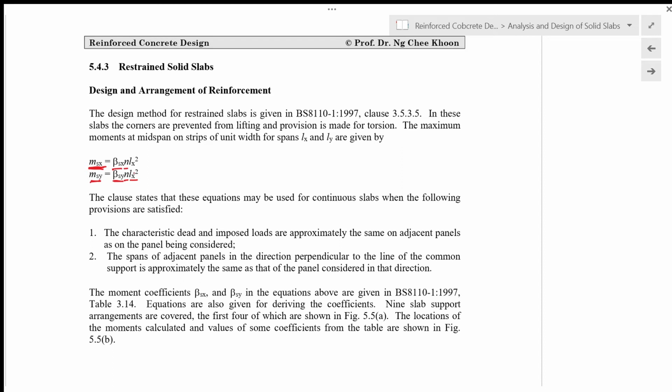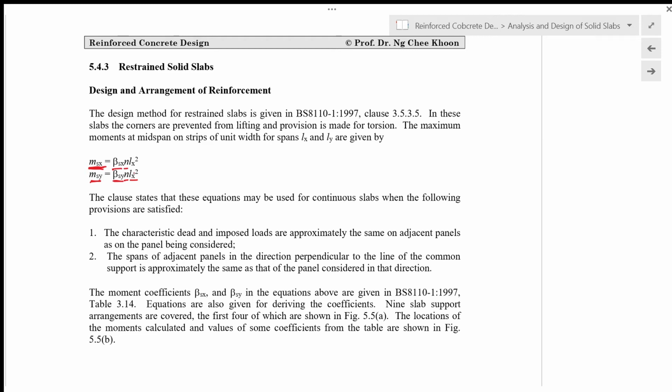The clause states that these equations may be used for continuous slabs when the following provisions are satisfied. First, the characteristic dead and imposed loads are approximately the same on adjacent panels as on the panel being considered. Second, the spans of adjacent panels in the direction perpendicular to the line of the common support are approximately the same as that of the panel considered in that direction.